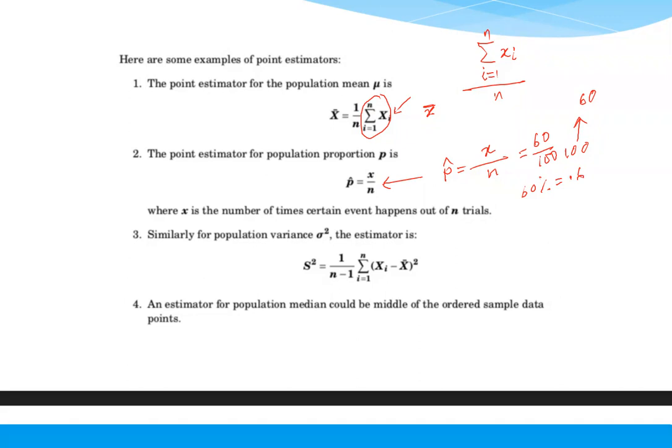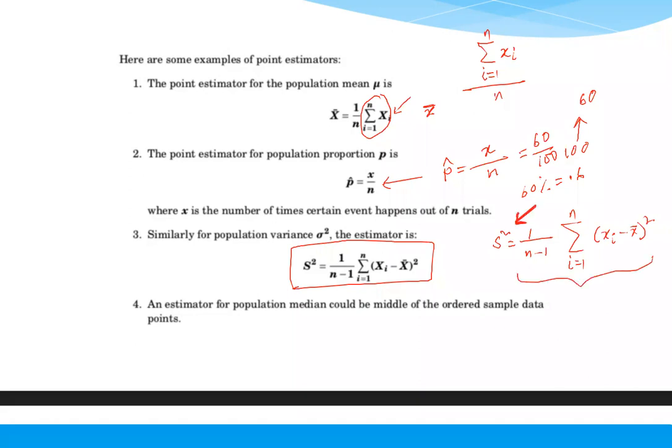Now this is the formula that you have used for sample variance, which is s square is equal to 1 over n minus 1 times the summation i equals 1 to n of (x sub i minus x bar) whole square. So this is the formula for the estimator, s squared. All right.